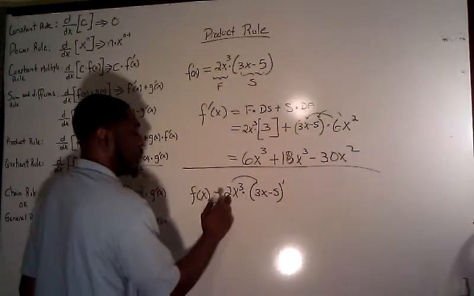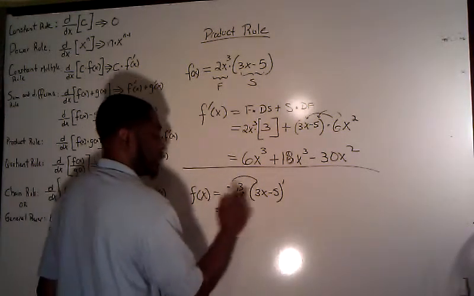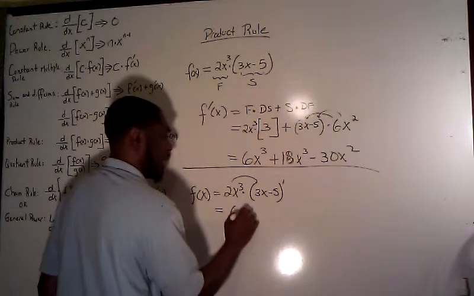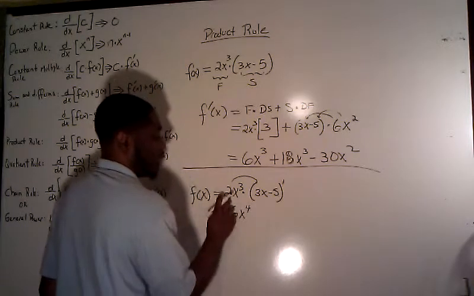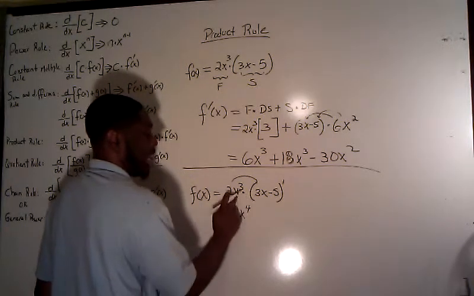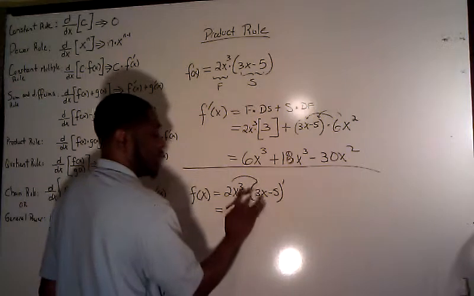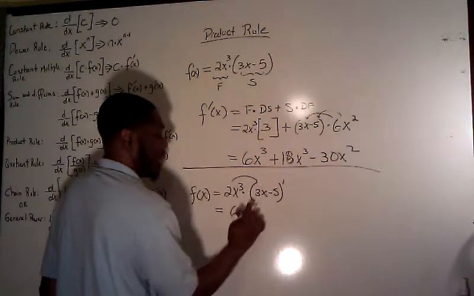And if we distribute it, we have 2x cubed times 3x. That becomes what? 6x to the 4th, because 2 times 3 is 6. x to the 3rd times x to the 1. When you multiply them with the same base, you add the powers.